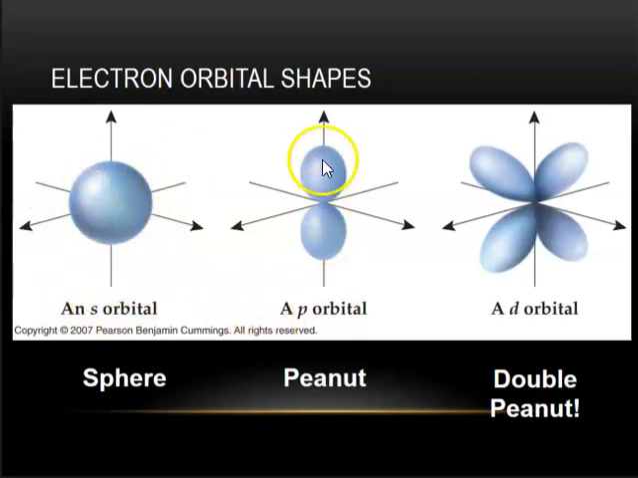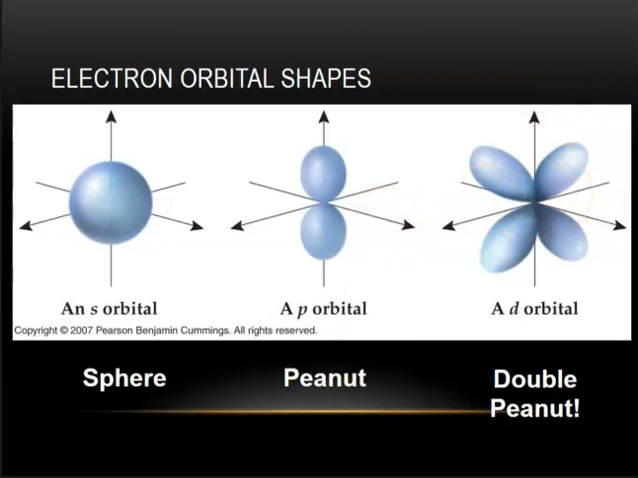A P orbital looks like a peanut, and then a D orbital. This one looks like it got hit by a truck or something, but it's a double peanut. I like calling it a double peanut instead of a clover because it kind of looks like a clover, but I like this alliterative thing I have going on here. So S, sphere, P, peanut, D, double peanut, and F, that's a funky peanut or a flower or something crazy. I'll show you one of those a little bit later on.